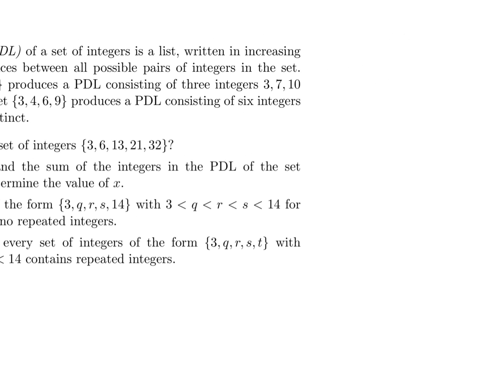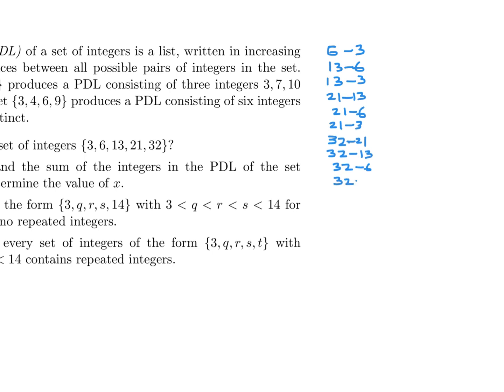We'll do this on the side here. So 6 minus 3, 13 minus 6, 13 minus 3, 21 minus 13, 21 minus 6, 21 minus 3, 32 minus 21, 32 minus 13, 32 minus 6, and 32 minus 3. So these are all the positive differences.